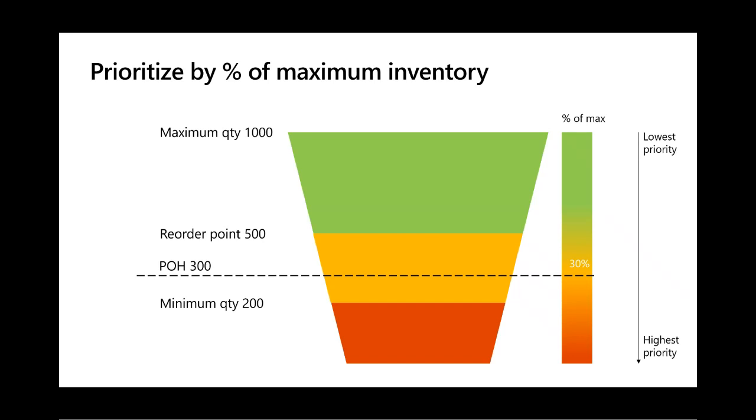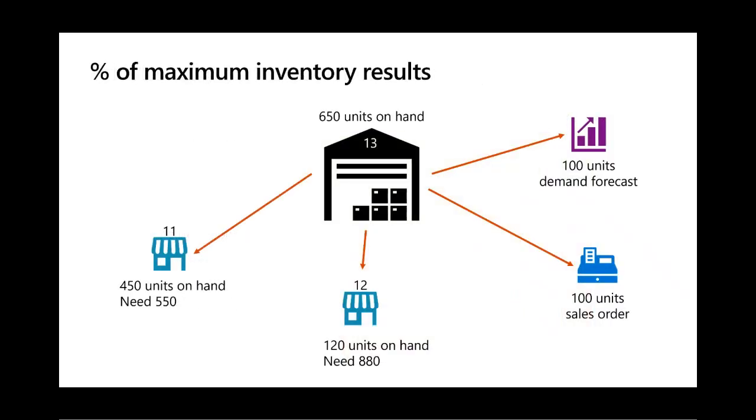Now let's go back through our original scenario and look at how the percent of maximum inventory will calculate priorities and how master planning will then tell us to allocate our inventory. So in this scenario, where we have our warehouse 11 and warehouse 12, which have a minimum, maximum, and reorder point, for warehouse 11, we have 450 units on hand out of the 1,000 maximum. So we will get a transfer requirement for a quantity of 550 to take us back up to the maximum and a priority of 45.